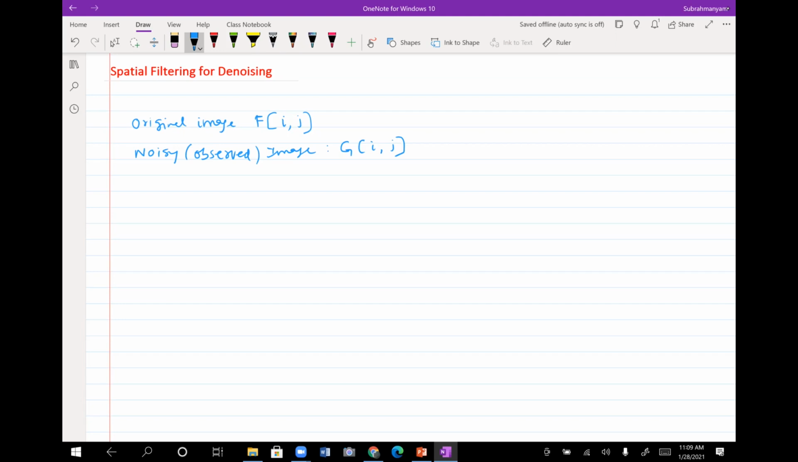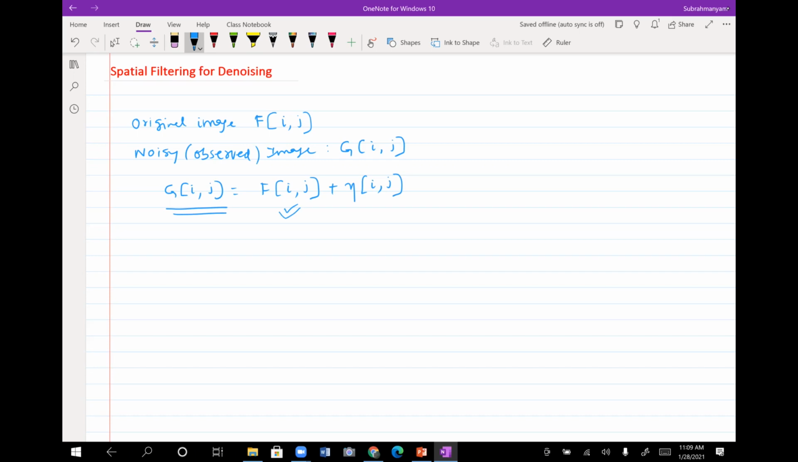So now the observed image is in fact equivalent to the original image, without any noise, to which some noise got added. So this is what you observe, the image that you have at hand, and the goal would be to get back the original. That's what denoising a given image means.